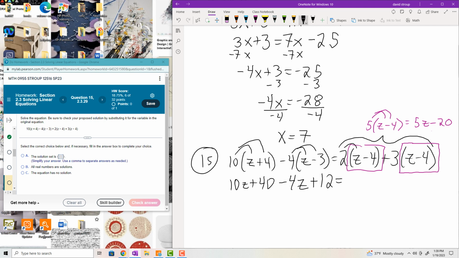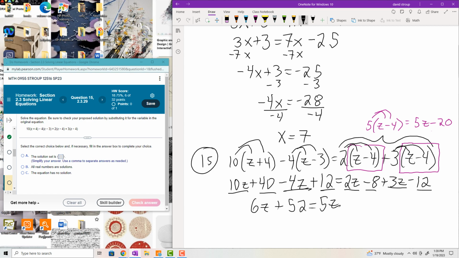So let's go ahead and do it the way I've been teaching, right? So I distribute the 2z, so you get 2z minus 8, and then plus, distribute the 3, so you get 3z minus 12. Start combining like terms on both sides. So here I have 10z minus 4z's is 6z's. And then 40 plus 12 is 52. On the right, I have 2z's plus 3z's is 5z's. And then negative 8 minus 12 is minus 20.